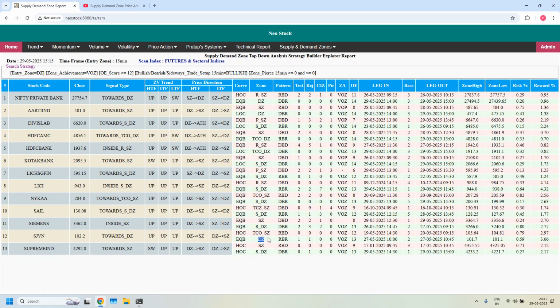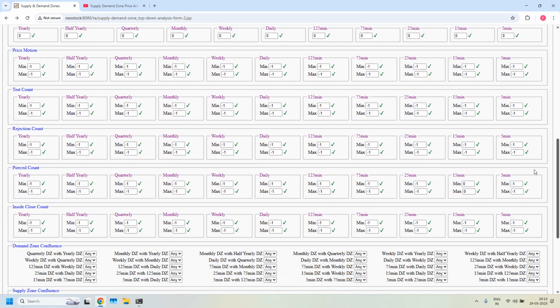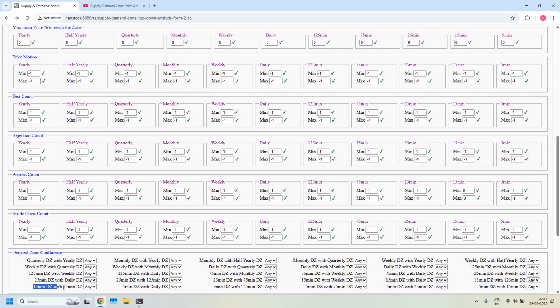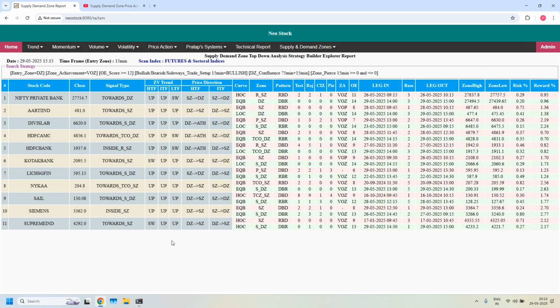All these are 15 minutes demand zones. Out of these 13 15 minutes demand zones, how many have a higher probability of success? That we will filter based on the zone confluence. The first filter is LTF and ITF demand zone confluence, that is 15 minutes and 75 minutes demand zone confluence. I am enabling this filter. Applying this filter to all the 13 stocks, we got 11 stocks. Out of 13, 11 are filtered.